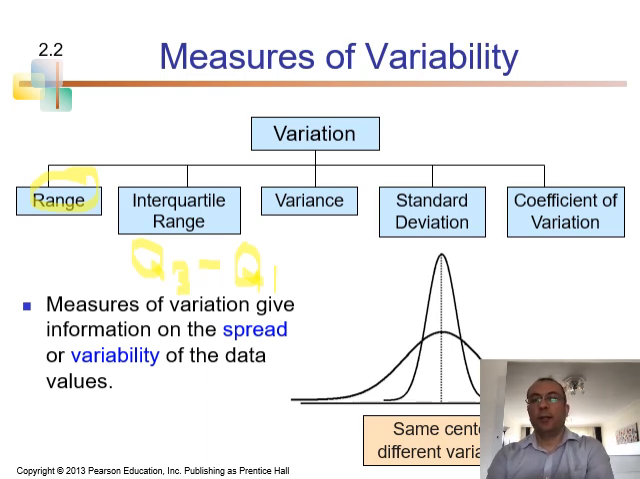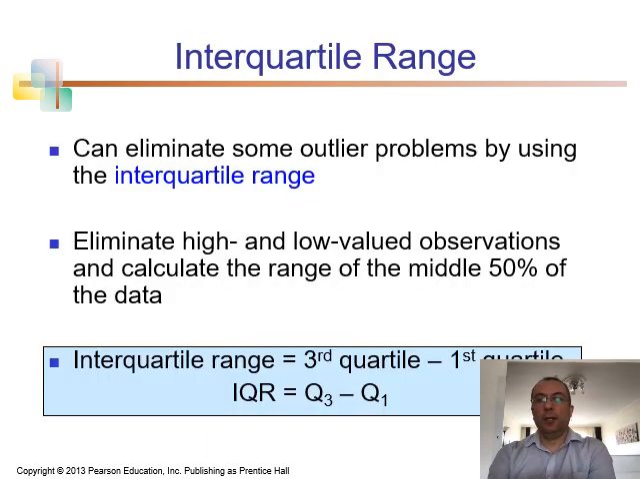We have variance. That's based on a specific formula. And we have standard deviation, which is the square root of variance. And we have coefficient of variation, which is again based on a specific formula. Now IQR is the easiest one. Range is also easy. IQR, you find Q3 and you find Q1 and you take the difference. That gives you IQR. So IQR is an example of where the middle 50% is located. So 50% of the data is located between Q3 and Q1.